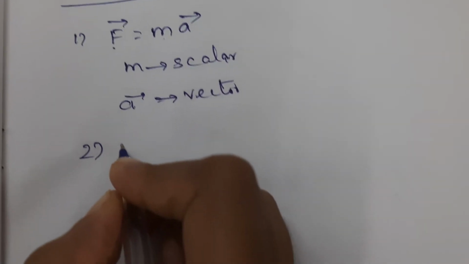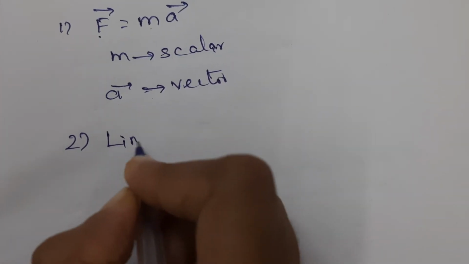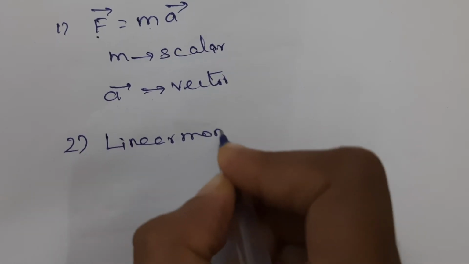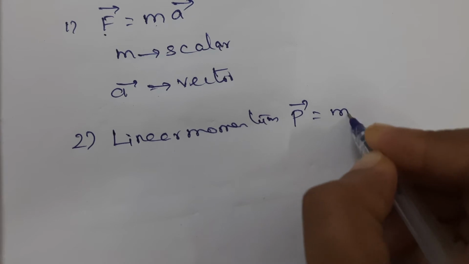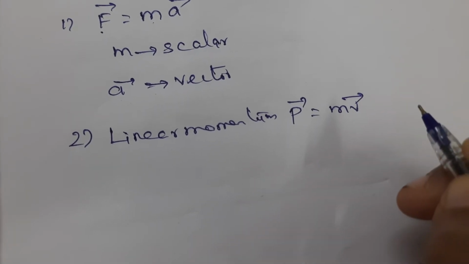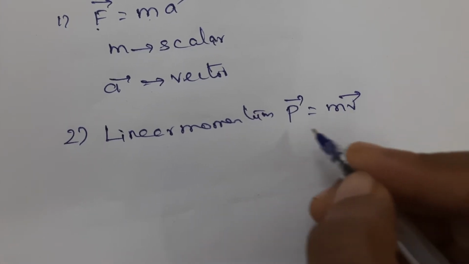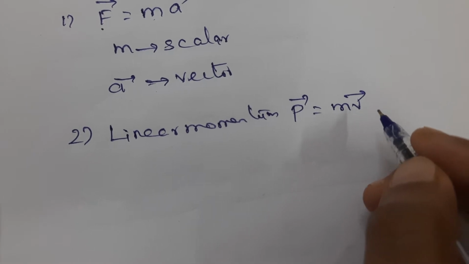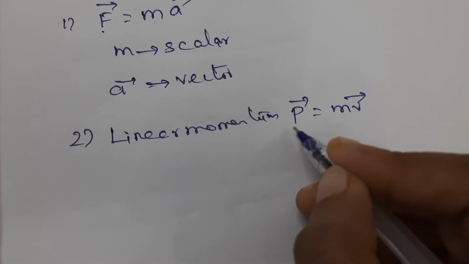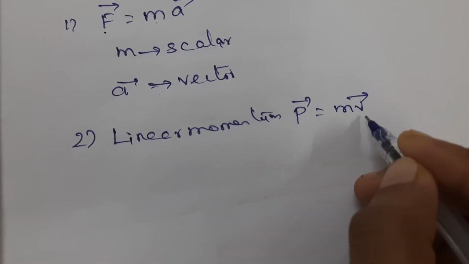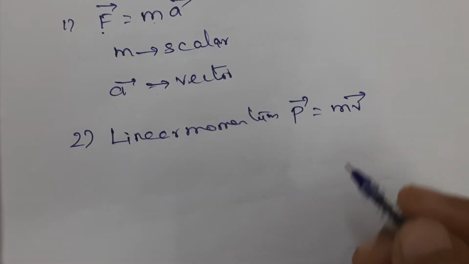Second example, linear momentum. P vector is equal to m v vector. It is p equal to m into v. Here also m is scalar, v is vector. So the direction of the linear momentum is in the direction of the velocity.